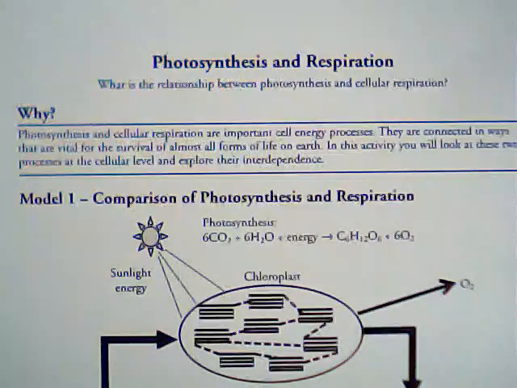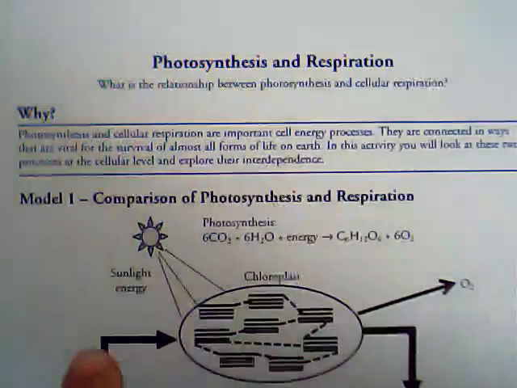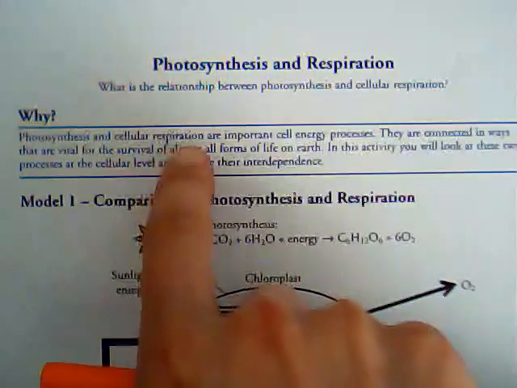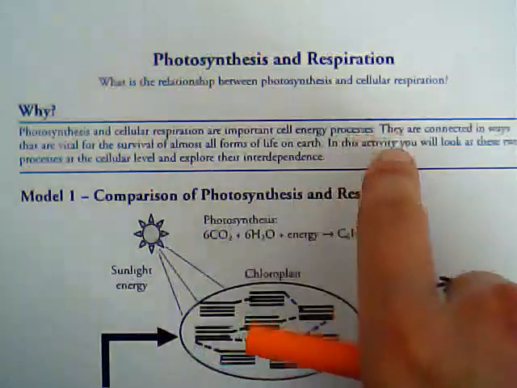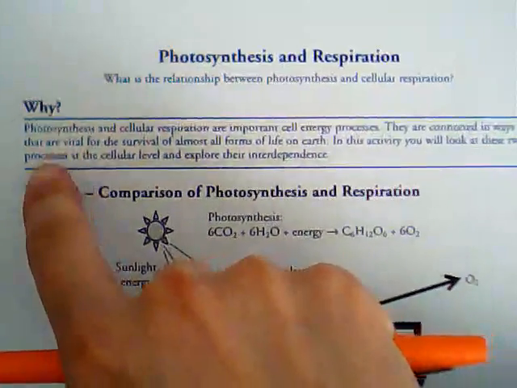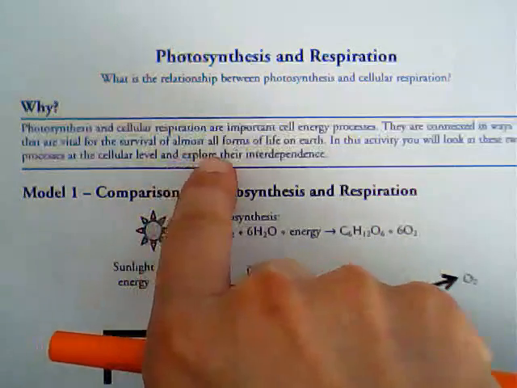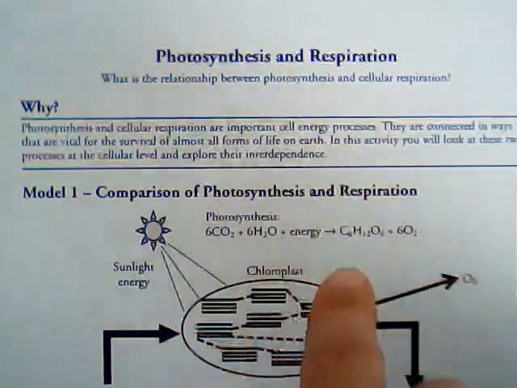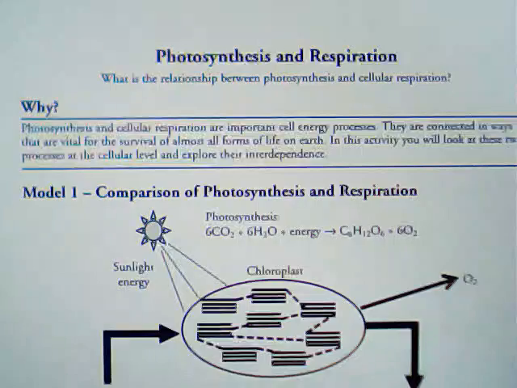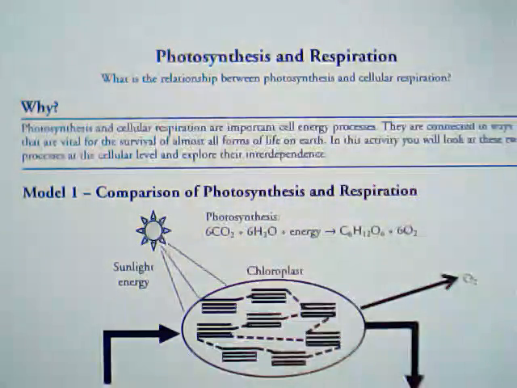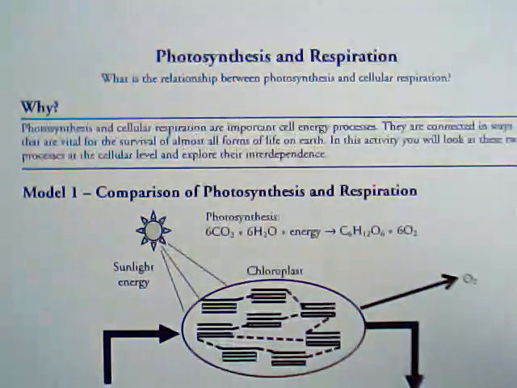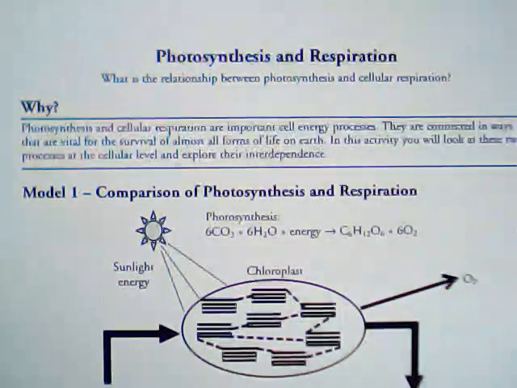So if we start, it says why. I'll read that. It says, photosynthesis and cellular respiration are important cellular processes. They are connected in ways that are vital for the survival of almost all forms of life on Earth. In this activity, you will look at these two processes at the cellular level and explore their interdependence. So interdependence means how one process depends on the other process, and vice versa, I guess is the best way to put that.